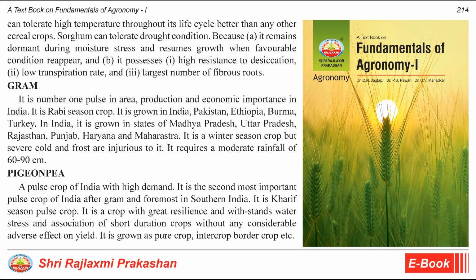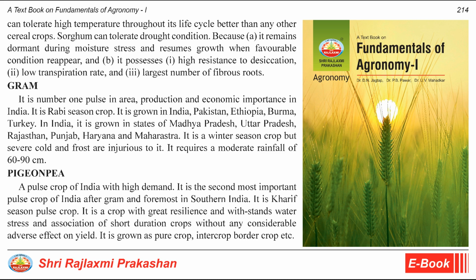Gram. It is the number 1 pulse in area, production and economic importance in India. It is a Rabi season crop. It is grown in India, Pakistan, Ethiopia, Burma, Turkey. In India, it is grown in the states of Madhya Pradesh, Uttar Pradesh, Rajasthan, Punjab, Haryana and Maharashtra. It is a winter season crop but severe cold and frost are injurious to it. It requires a moderate rainfall of 60 to 90 centimeters.